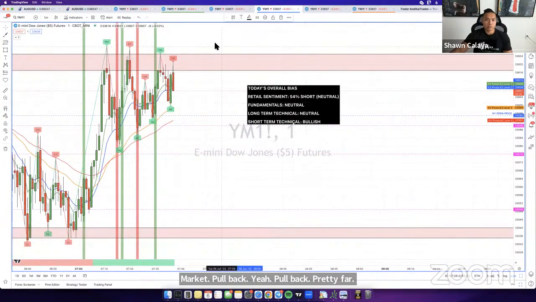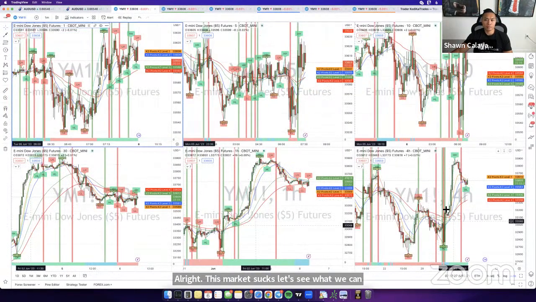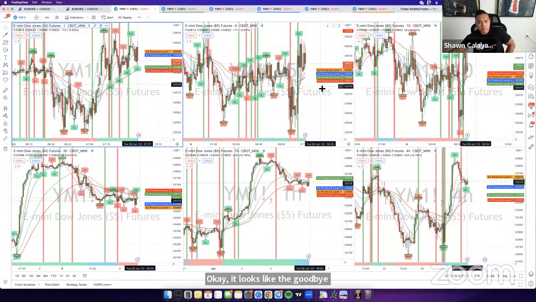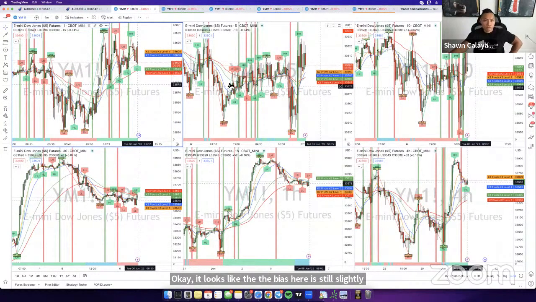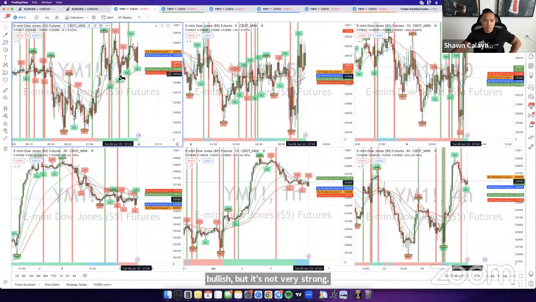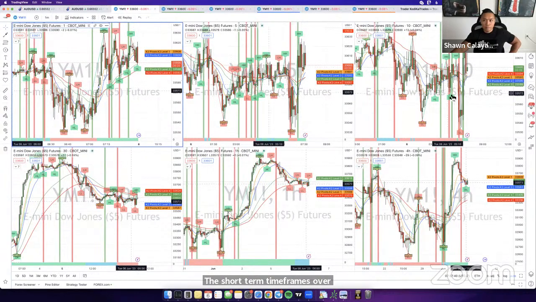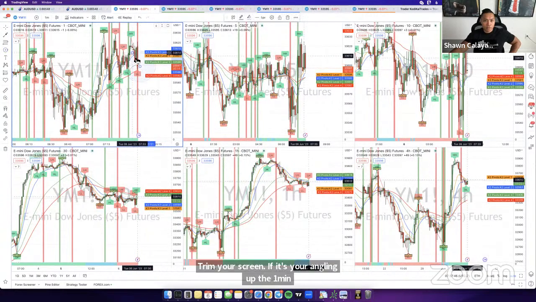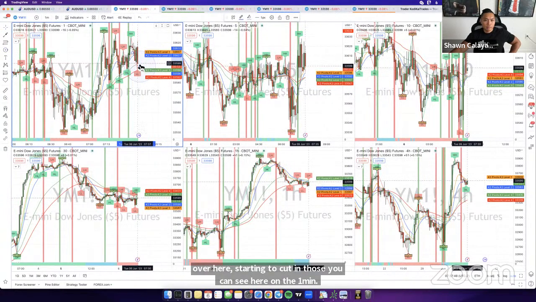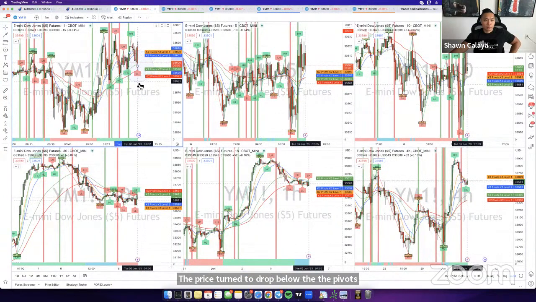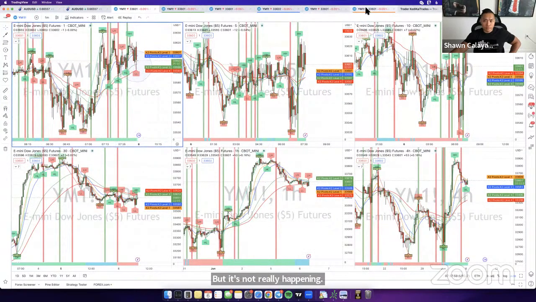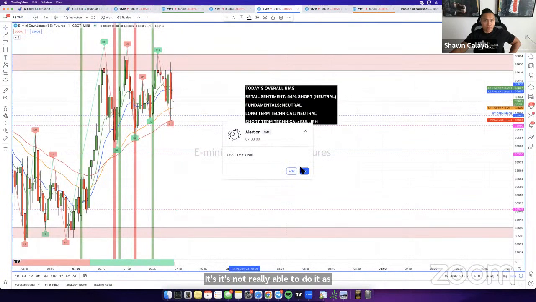All right, this market sucks. Let's see what we can find here. Okay, it looks like the bias here is still slightly bullish, but it's not very strong. The short-term time frames over here are still bullish. You can see price is above the pivots. Trend meter is green. Pivots are angling up. The 1 minute over here is starting to cut in though. So you can see here on the 1 minute, that price is starting to drop below the pivots. And if that's the case, it'll turn neutral. But it's not really able to do it as smoothly as we'd like, of course.